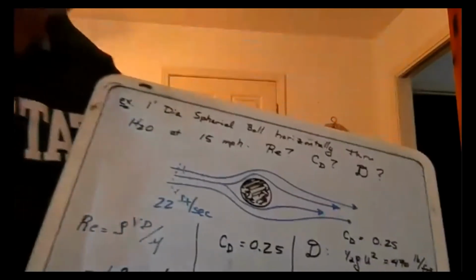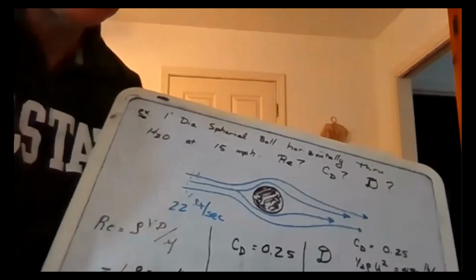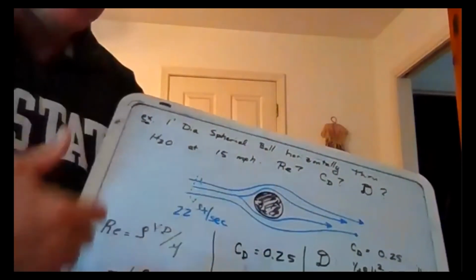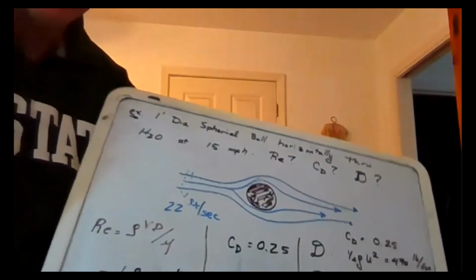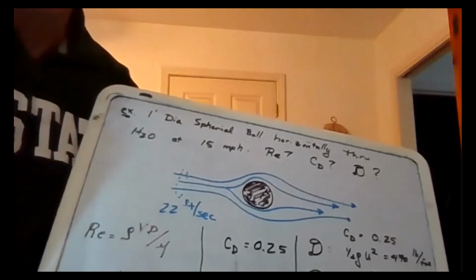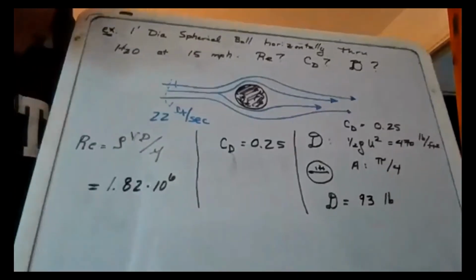So there's a first calculation where we go through the whole process. We end up having our basic formula and we work out the different parameters in order to plug and chug and get out a drag force.